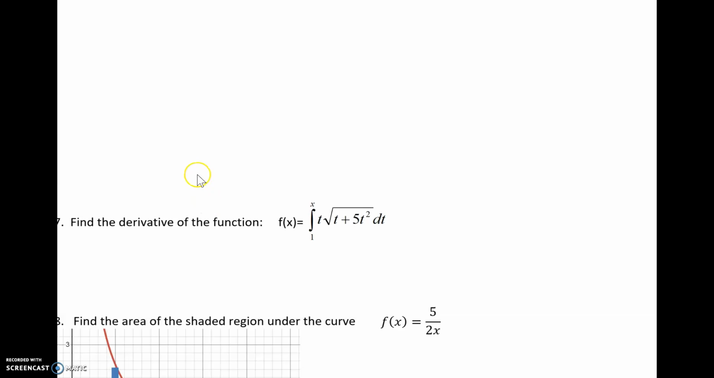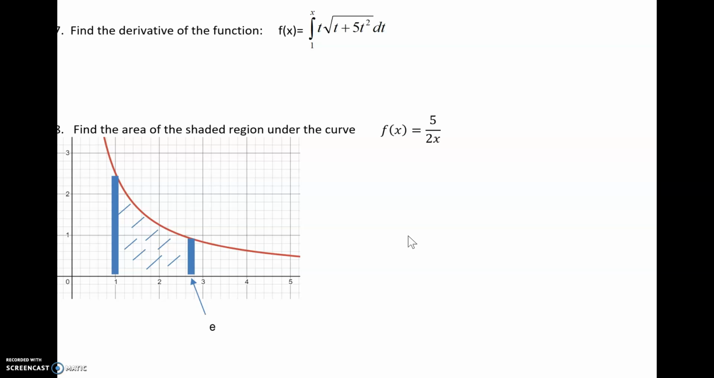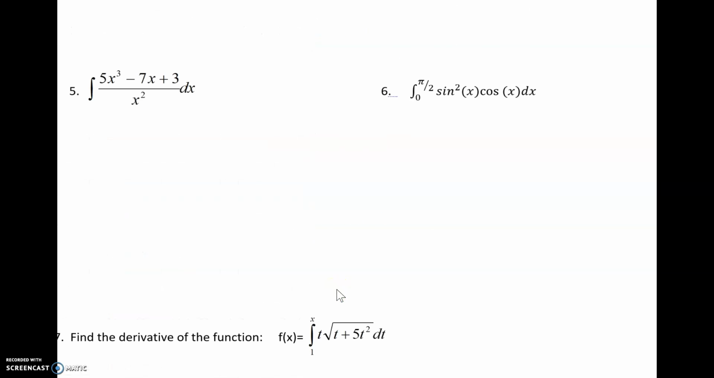For question number 7 here, find the derivative of this crazy looking function. Well, we're going to use again the fundamental theorem of calculus, a different part of it. We usually call them part 1 and part 2. So this one actually is a lot easier than it looks if we understand that concept. And then in my 4th question, or what I'm calling question 8, I want to find that area right there. Okay, let's do it.